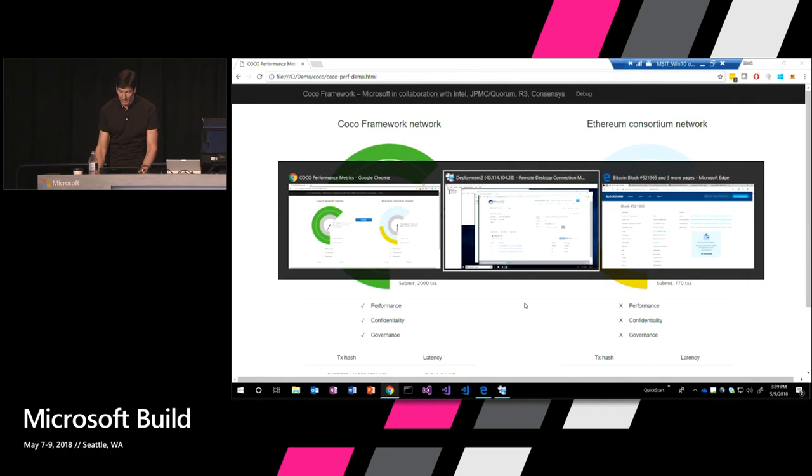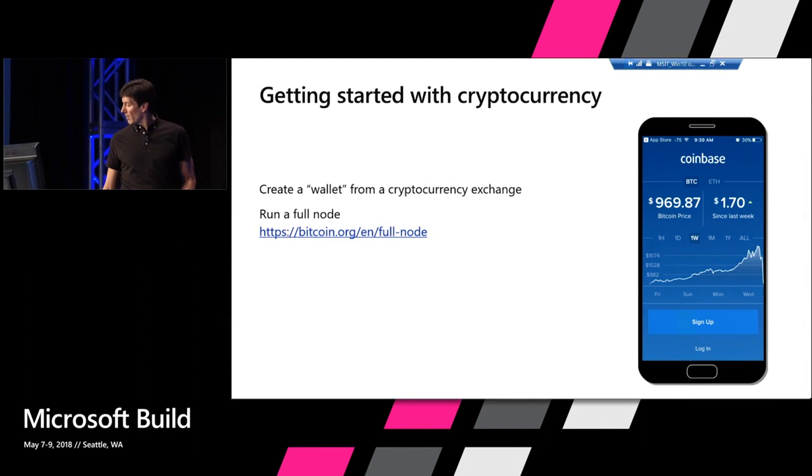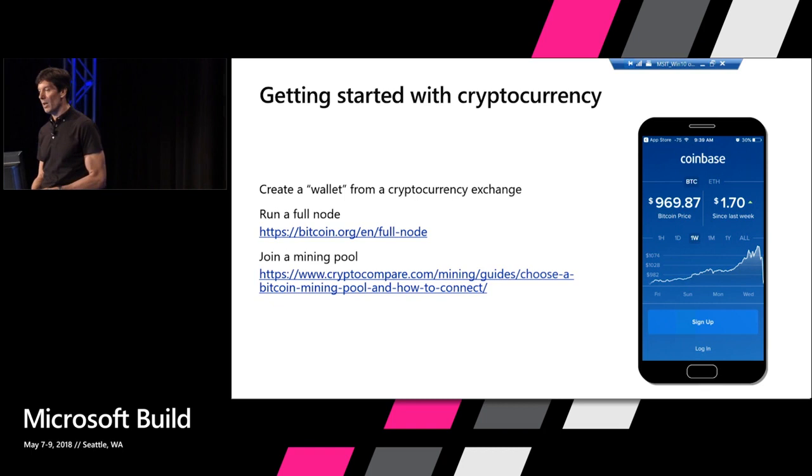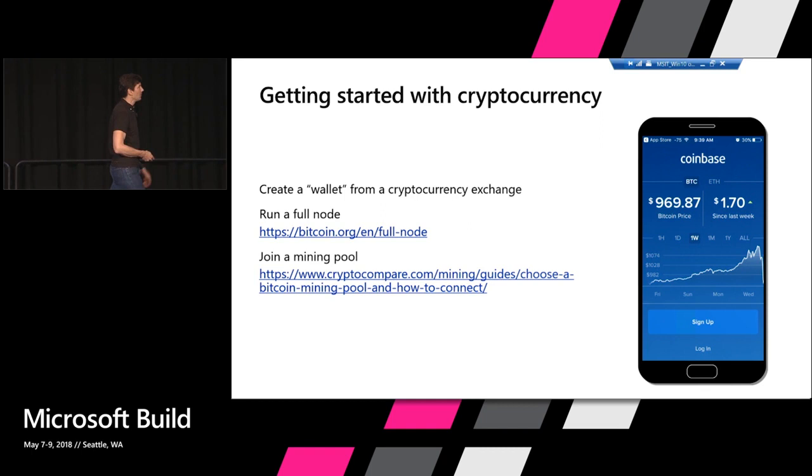So finally, just want to let you know that you can get started by creating a wallet. Coinbase is one of the popular places to get a wallet. You can download Bitcoin and set up a full node. You can join a mining pool if you want to.